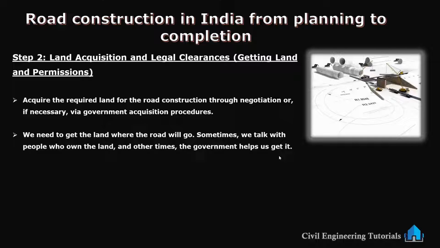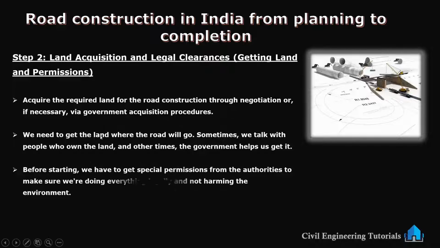Now imagine your school garden is next to a small farm. Before building the path, you talk to the farmer and request permission to extend the path through a small part of the farm. If the farmer agrees, you can proceed. Otherwise, you involve the school principal to seek permission or make necessary arrangements. This is a simple example I am giving. So like that, you need to get the land where the road will go. Sometimes we talk to people who own the land, otherwise the government will help.